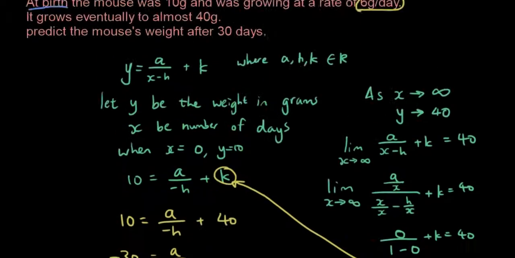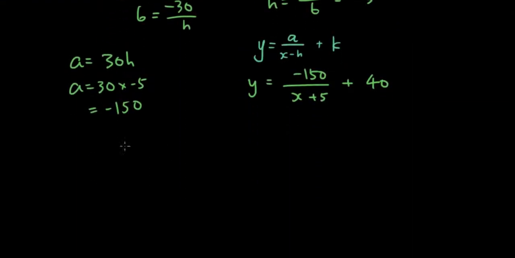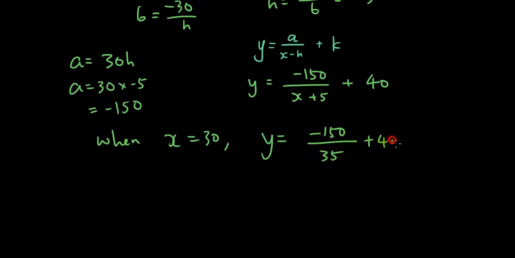So pretty much finished. What was the question? Predict the mouse's weight after 30 days. So when x equals 30, y equals negative 150 over 35 plus 40. Put that in the calculator, and the answer is 35.71.